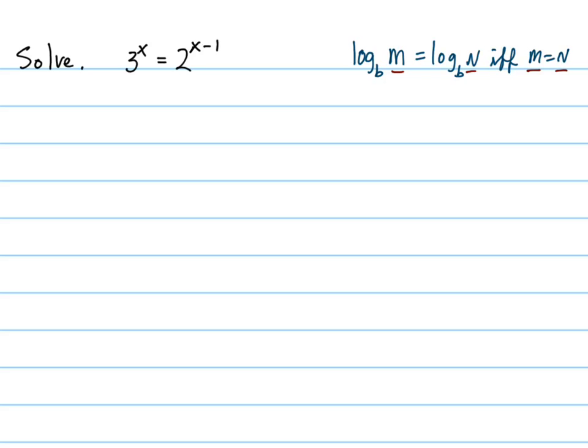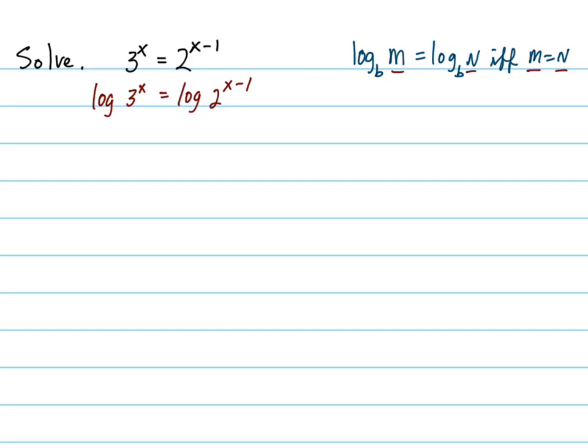So we're actually using this property, and we're going to take the log of both sides. So it'll be the log base 10 of 3 to the x equals the log base 10 again of 2 to the x minus 1. Now what that enables us to do is we can get those exponents out of there using the power rule. Remember, that's one of our rules for logarithms, one of our properties.